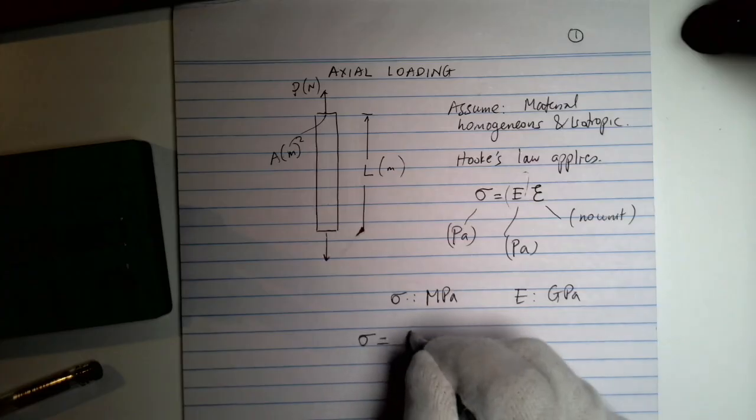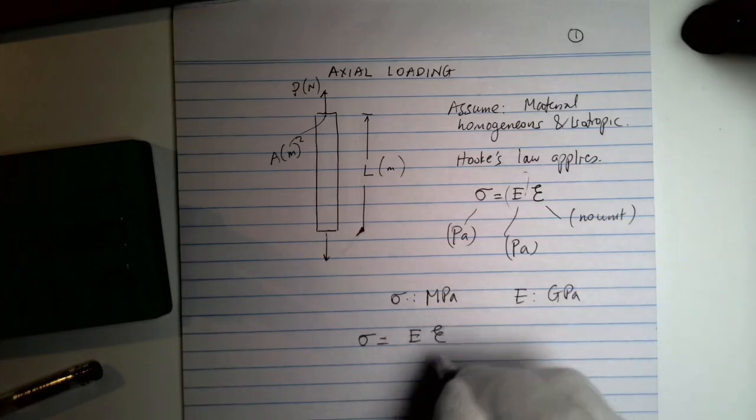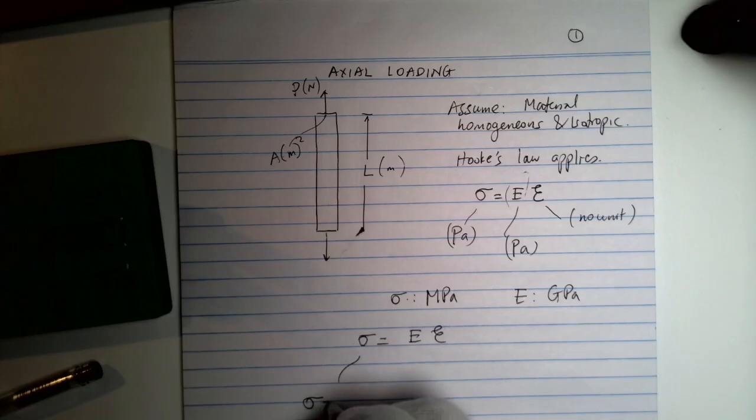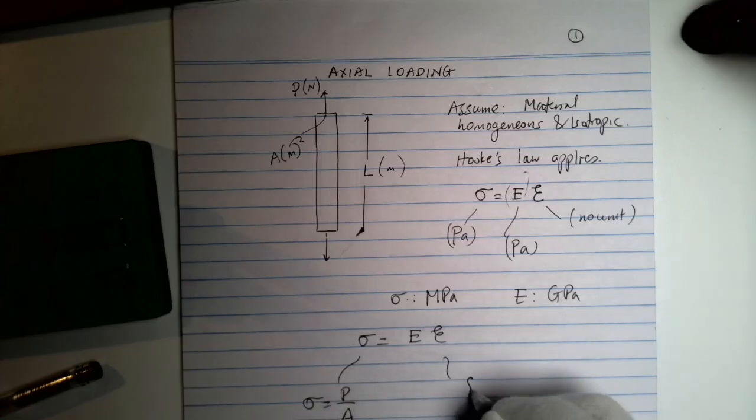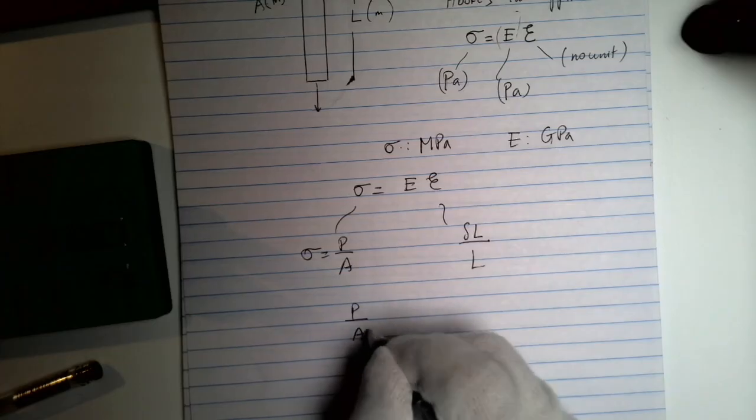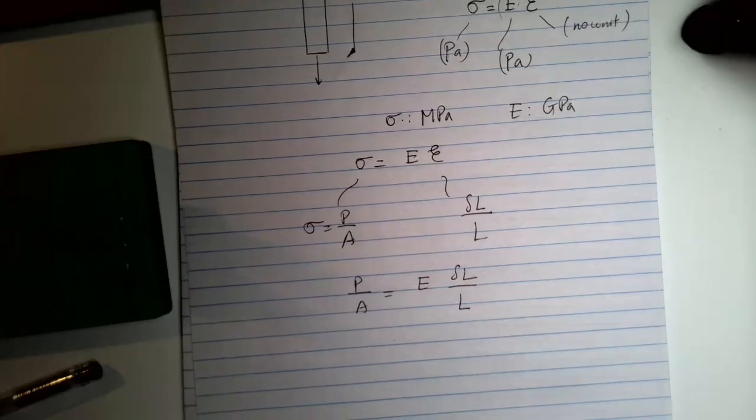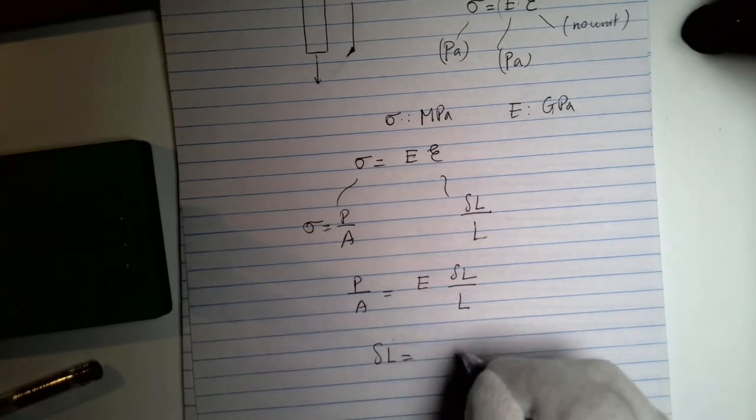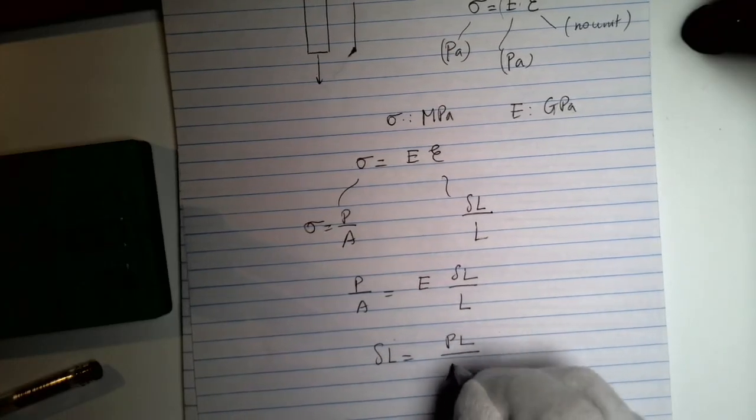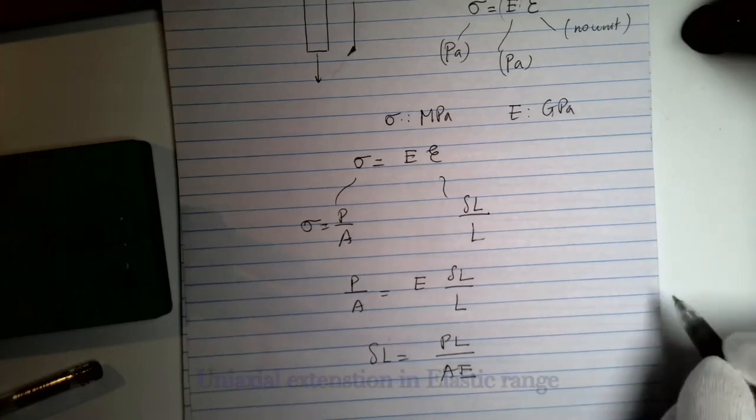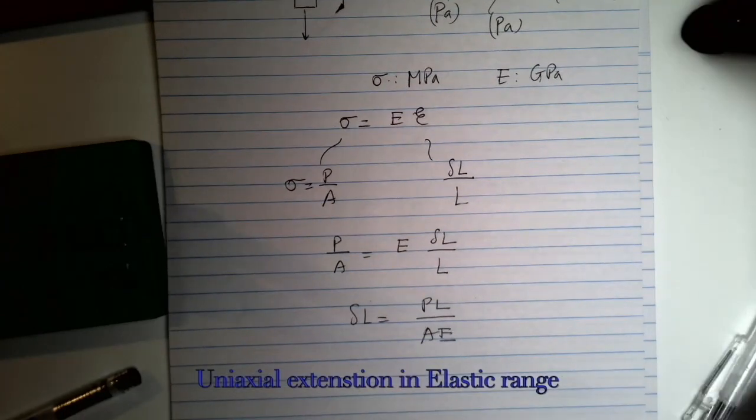Stress is simply Young's modulus times strain, where stress is force divided by area and strain is change in length divided by original length. So we write P over A equals E times change in length divided by L. Rearranging that equation, delta L is equal to PL over AE. We often call this uniaxial extension in the elastic range.